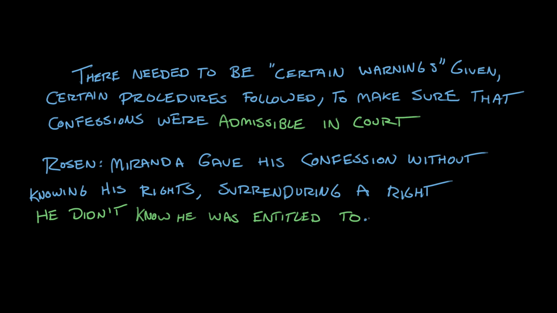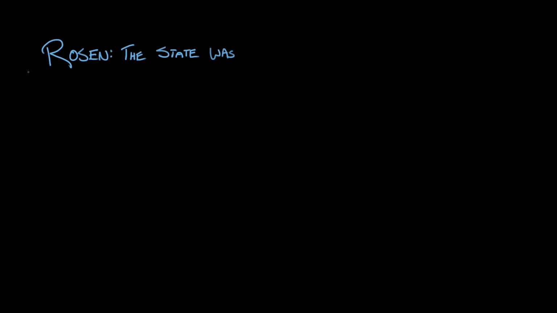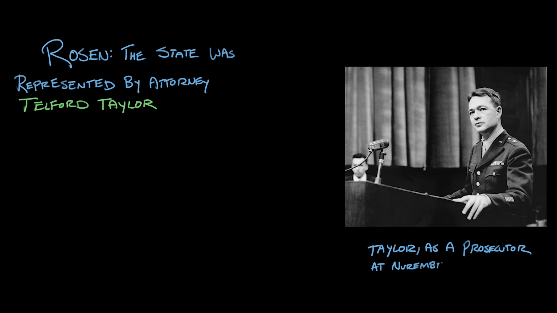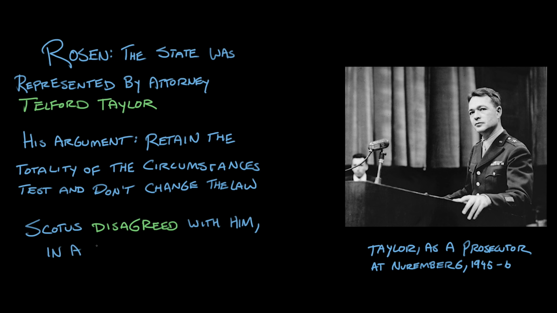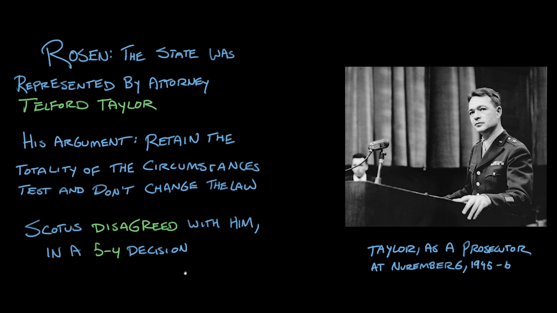The state was represented by a very prominent attorney, Telford Taylor, and he said that you should retain the totality of the circumstances test and not change the law. But the Supreme Court disagreed, and on June 13, 1966, it announced its 5-4 decision in the Miranda case. So what actually happened to Ernesto Miranda after this Supreme Court case?